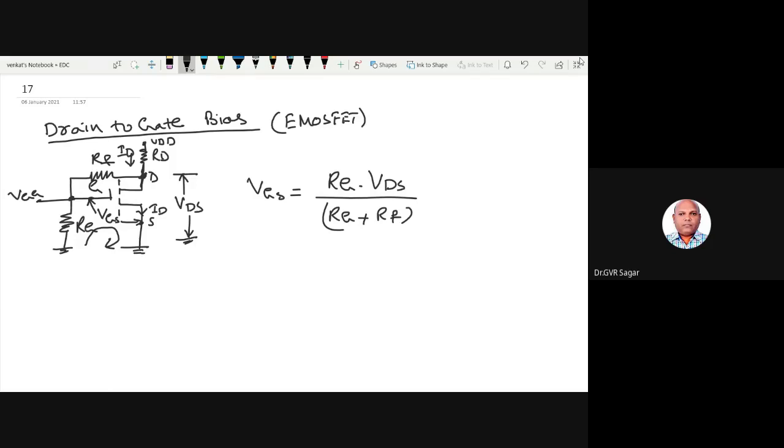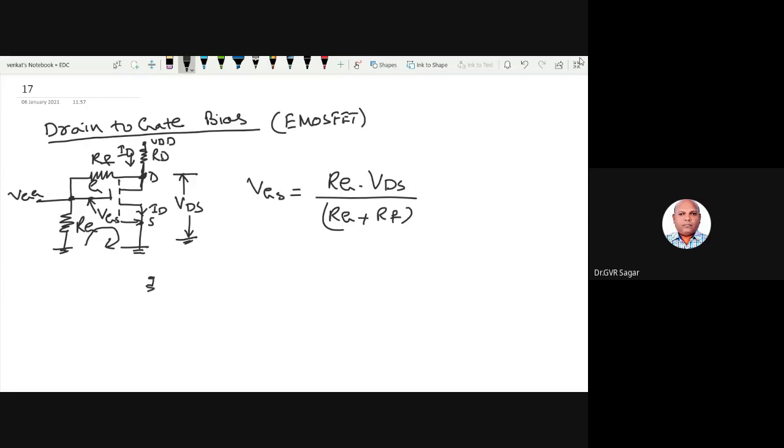Sometimes we can also use a source resistance here. Sometimes a resistance at the source is connected here. So that also we can do for the analysis part. The total applied voltage is equal to the drop across RG, which is equal to VGS plus the drop across RS. Is it fine? Entire circuit.